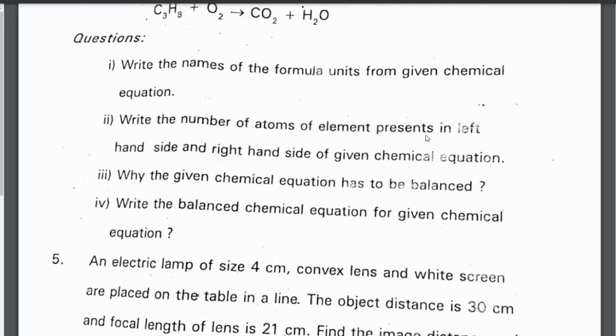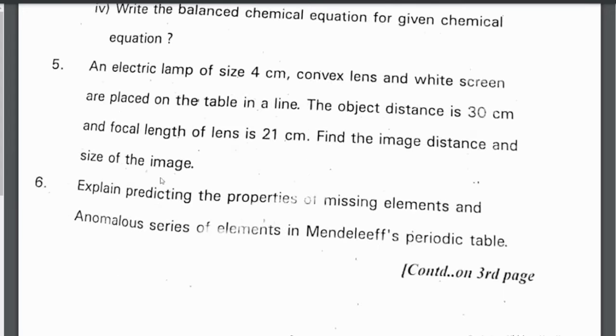Write the number of atoms of each element present on the left-hand side and right-hand side of the given chemical equation. Why does the given chemical equation have to be balanced? Write the balanced chemical equation for the given chemical equation.